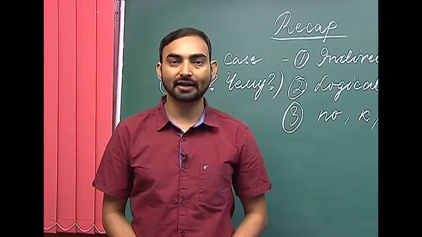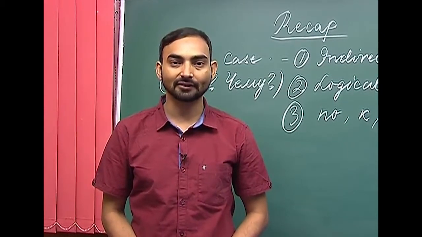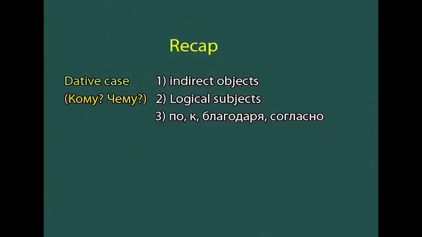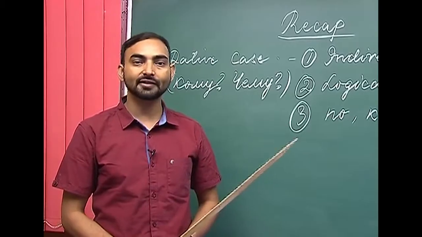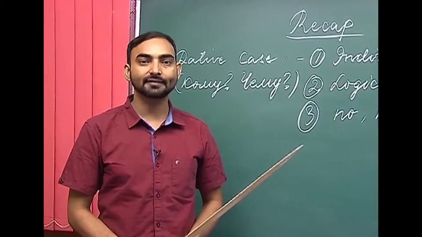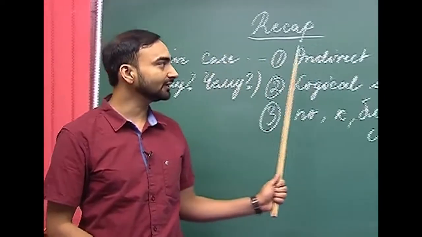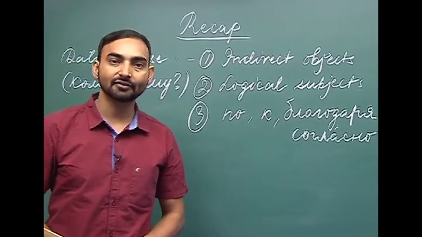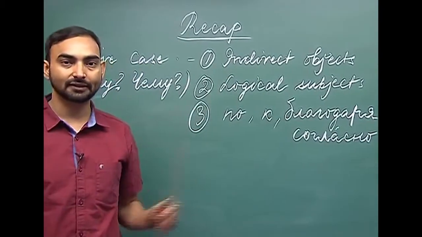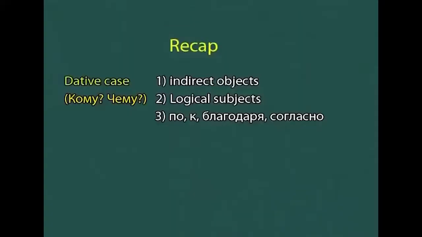So let's have a quick recap before we actually start the new lesson. In the last lesson, we had discussed the uses of the dative case of nouns. So what are the situations where we use the dative case of nouns? First, we have learned that the dative case of nouns is used to denote the indirect objects in a sentence, where the noun answers the question kamu or chimu.